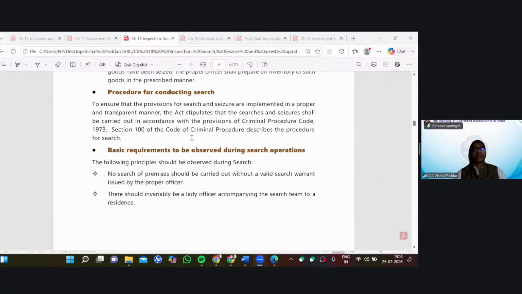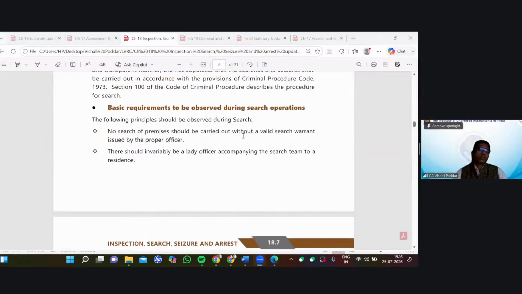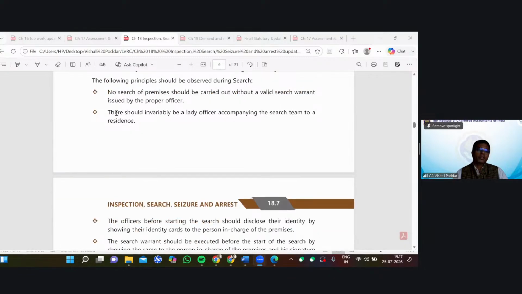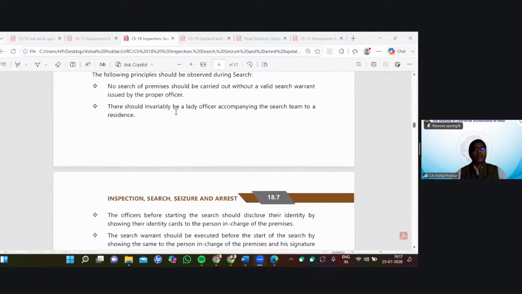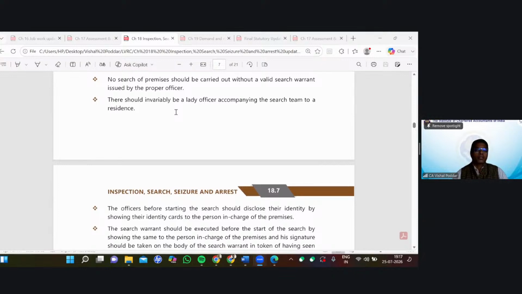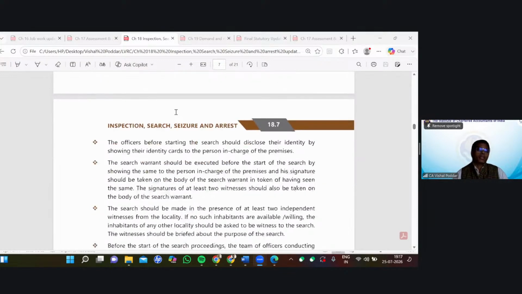Now, how to conduct a search? To ensure that provisions of search and seizure are implemented in a proper manner, the Act stipulates that the search and seizure shall be carried out in accordance with the provisions of the Criminal Procedure Code. Section 100 of the Criminal Procedure Code deals with this. So what it says, basic requirements should be observed during search. The following principles should be observed. No search of premises should be carried out without a valid warrant. So first thing you require is a proper search warrant. There should invariably be a lady officer accompanying the search, especially where you are going to the residence of a person.